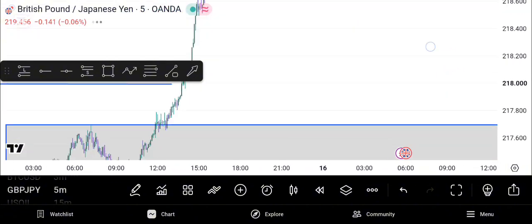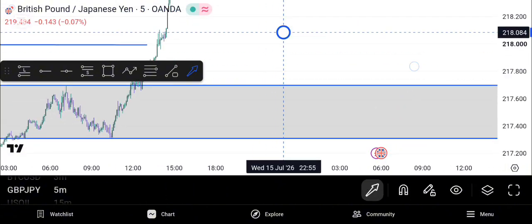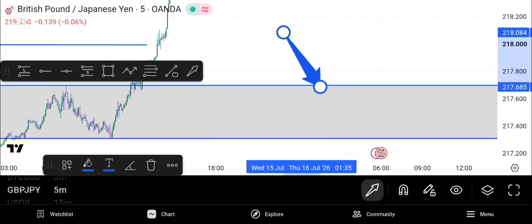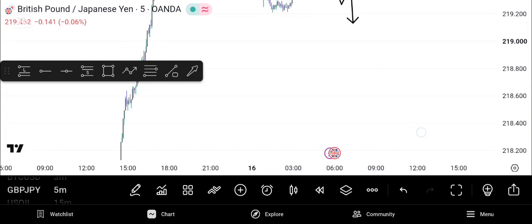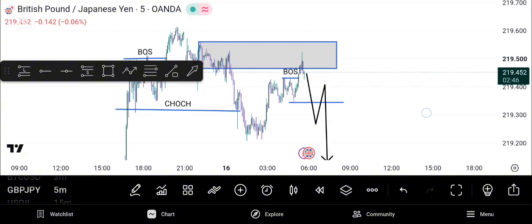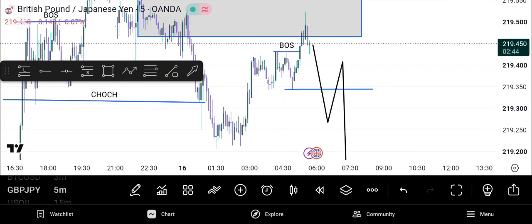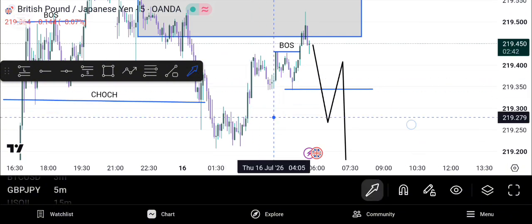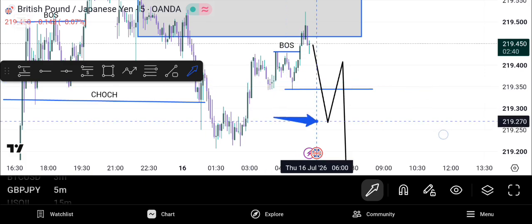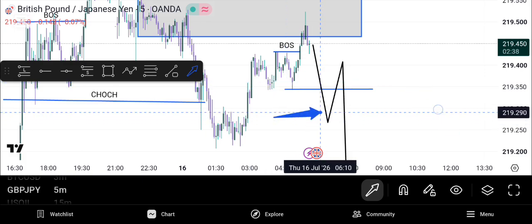We have room to sell this market right down to this level, but don't be greedy and take profits there. It's going to be so wrong. What you want to see is this low being taken out. When this low is taken out and we have a new lower low here, you want to take your entry.